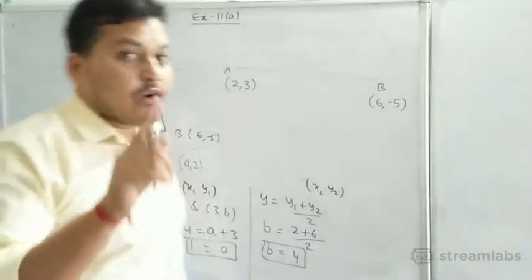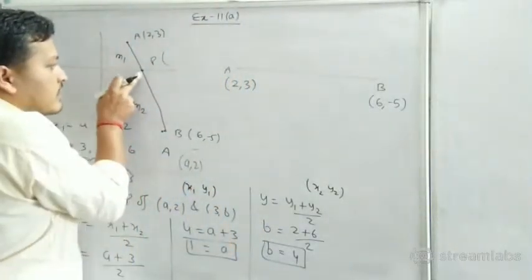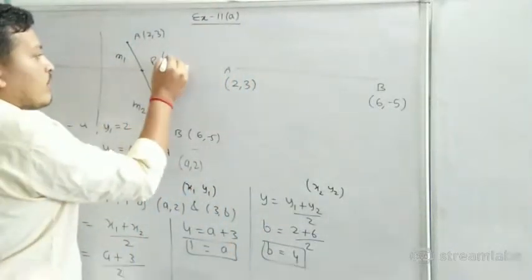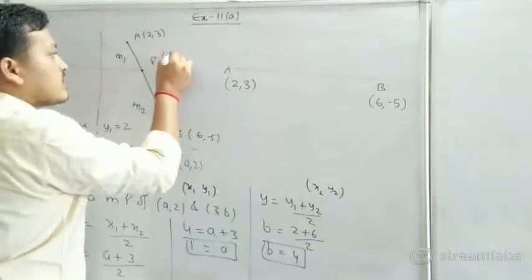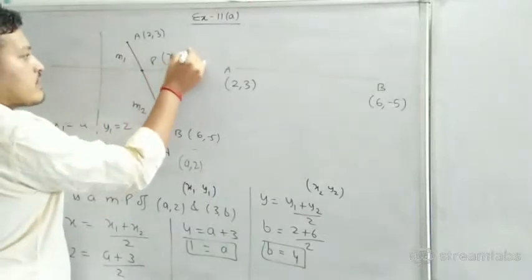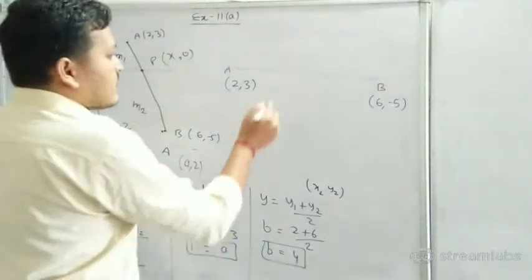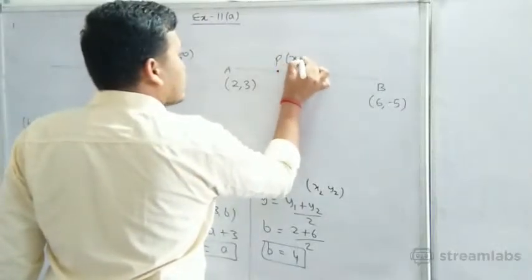It is a repeated question. I already explained this question in our last classes. You know that the point lies on the x-axis. So what is the coordinate on the x-axis? Here x will be any value, and what will be the y here? Y is 0 here. So x, 0. Suppose this point is P, whose coordinate is x, 0.